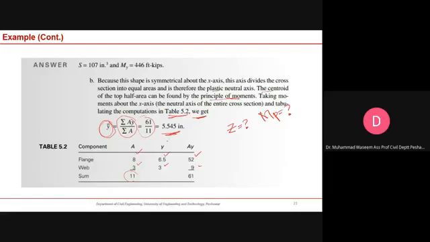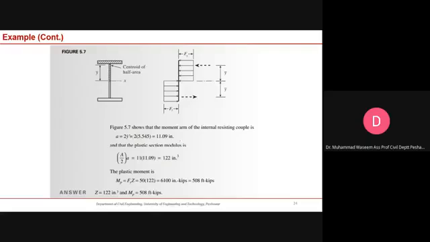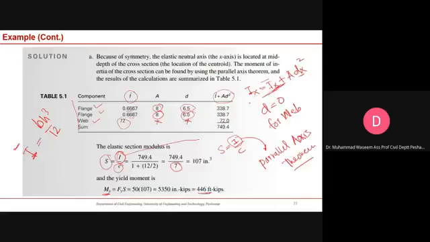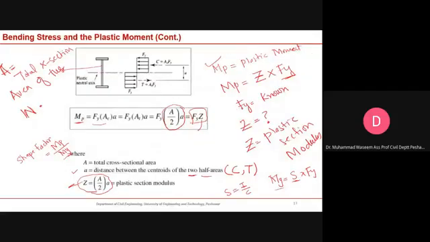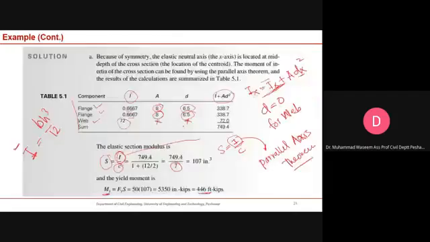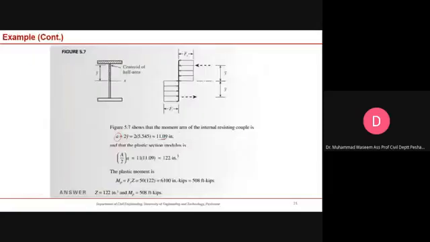Once you do that, what else is left? Once you have the y bar, you can calculate the moment arm. The moment arm is this one, and we know the plastic section modulus for a symmetrical section, if you remember from our previous slide. Yes, this is the plastic section modulus value. Once you know this A term, you can calculate the plastic section modulus, this is the Z value.